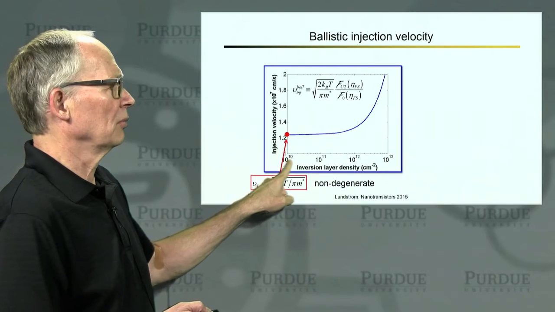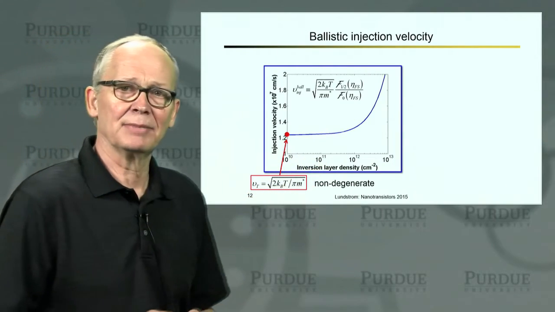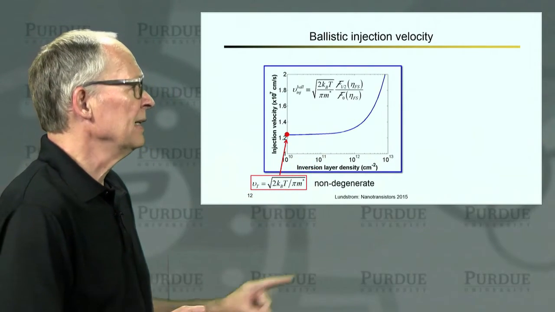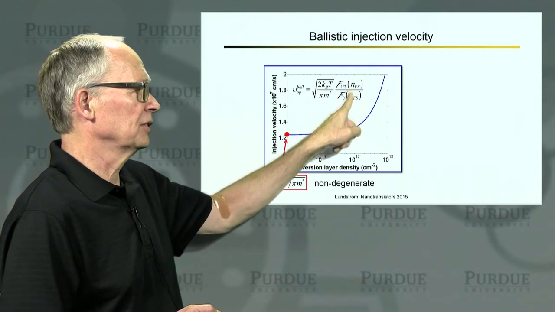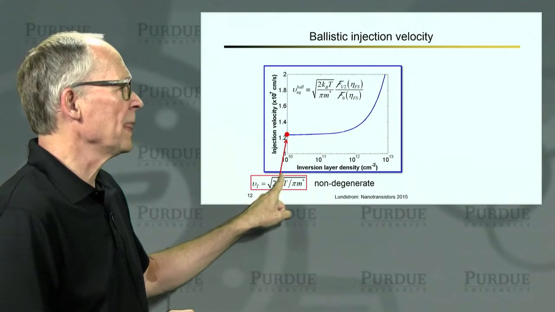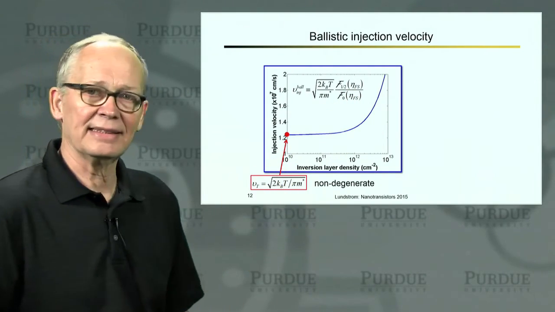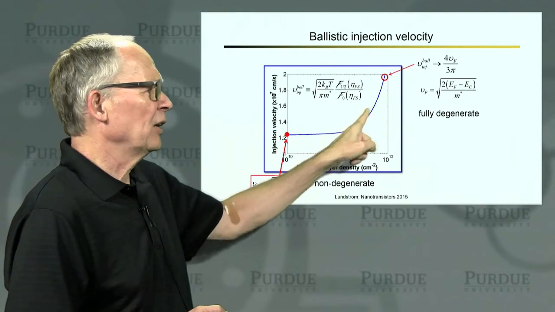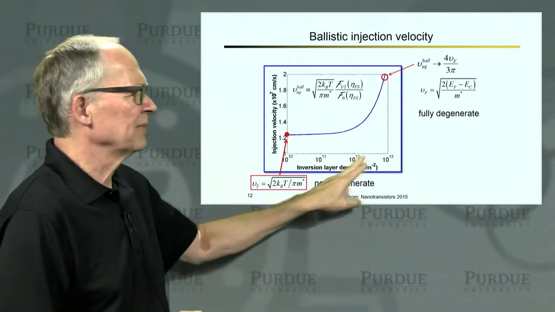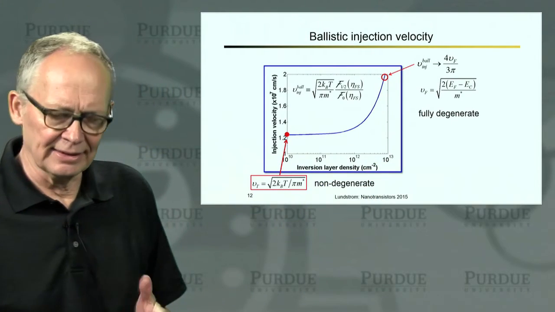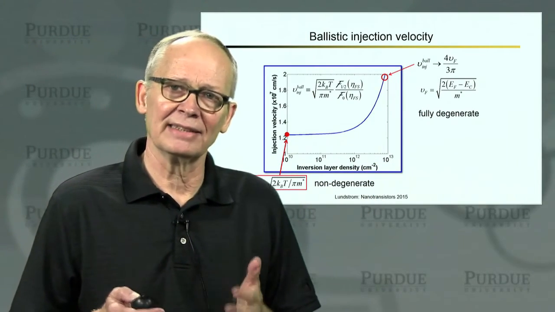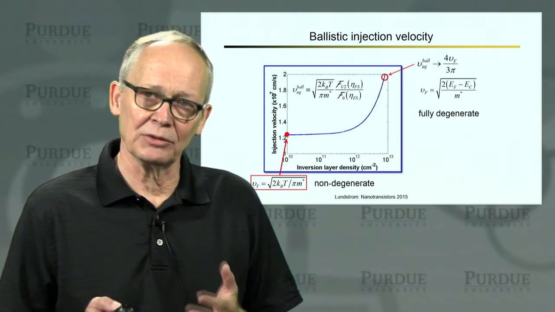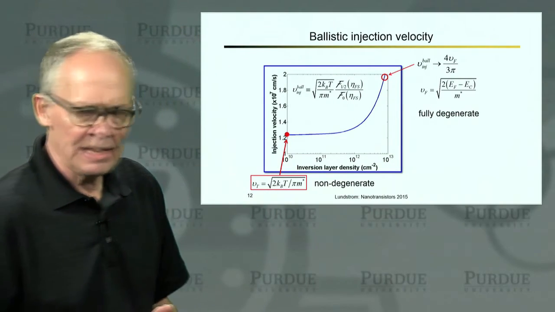If I look for low numbers of inversion carriers, maybe sub-threshold operation, in the Fermi-Dirac integrals this ratio here reduces to 1, and the injection velocity is simply this unidirectional thermal velocity. If I go to very high carrier densities, and 10 to the 13th is sort of the maximum carrier density that we realistically encounter in MOSFETs.